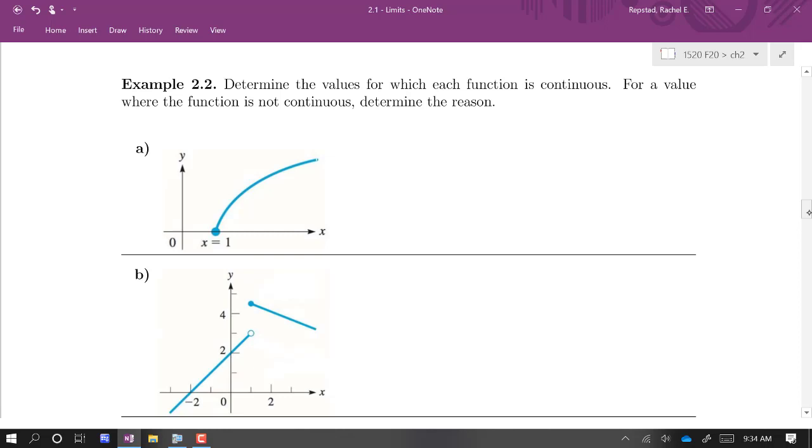So in part A, for all of these parts, we're going to determine the values for which each function is continuous. For a value where the function is not continuous, determine the reason. So the first one, this is a nice smooth curve. Now, the function doesn't exist for values less than 1, but I think that just means its domain is restricted. So this really is continuous everywhere on its domain. And the domain is x greater than or equal to 1. Right, there's no jumps, there's no holes there. It's a nice smooth curve.